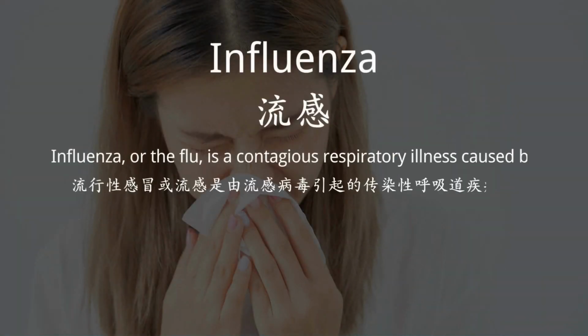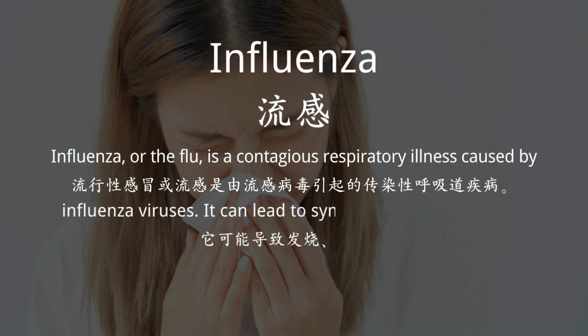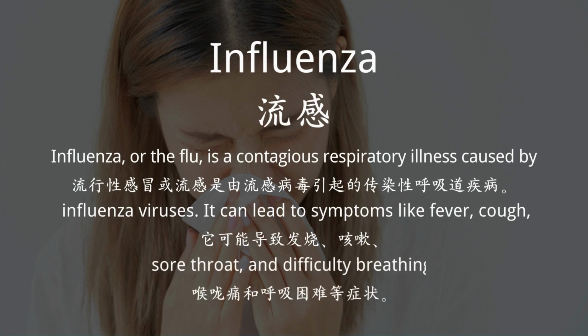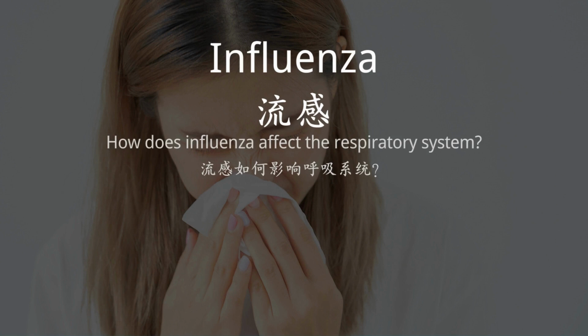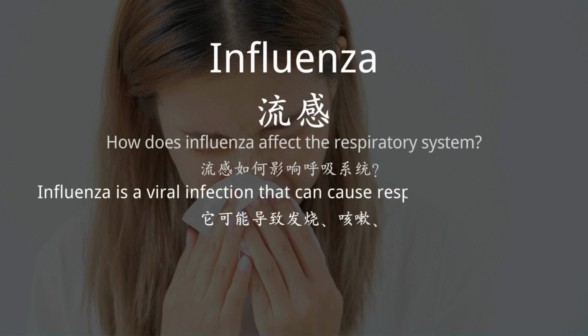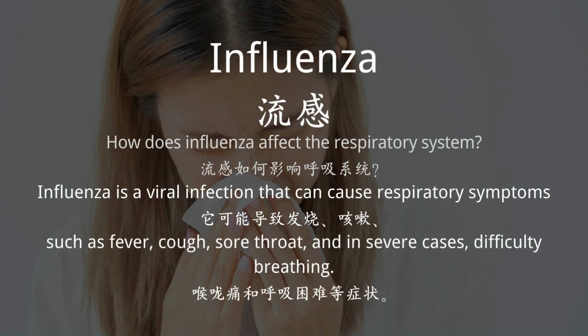Influenza. Influenza, or the flu, is a contagious respiratory illness caused by influenza viruses. It can lead to symptoms like fever, cough, sore throat, and difficulty breathing. How does influenza affect the respiratory system? Influenza is a viral infection that can cause respiratory symptoms such as fever, cough, sore throat, and in severe cases, difficulty breathing.